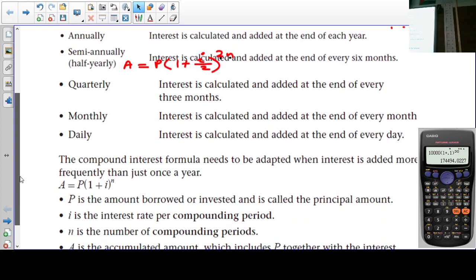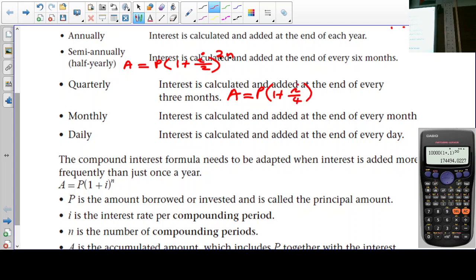quarterly. How many quarters in 1 year? 4. So what will my formula be? A is equal to P into 1 plus I over 4, the exponent 4n. You guys understand? Now it says compounded monthly.